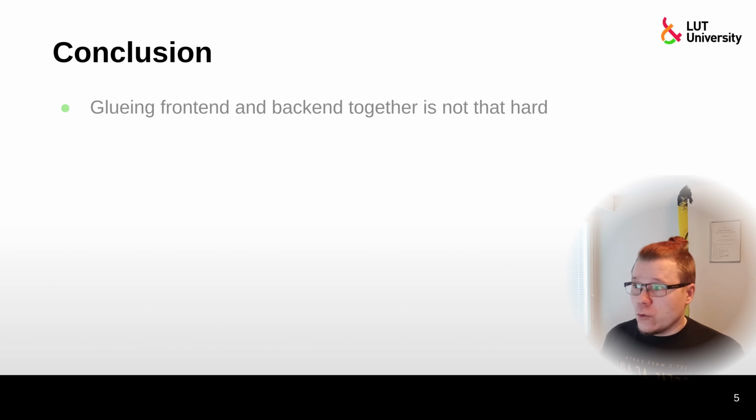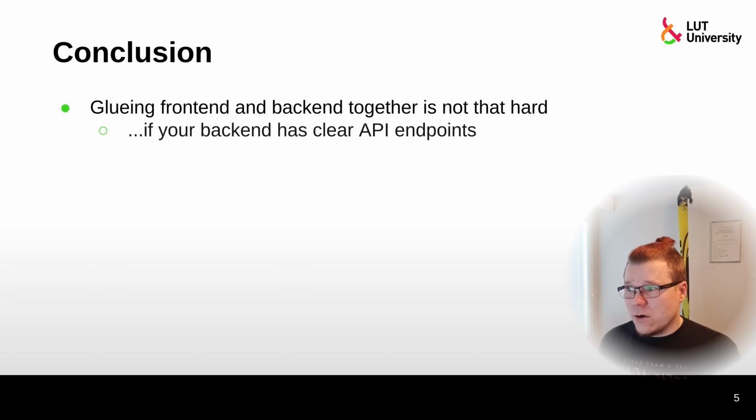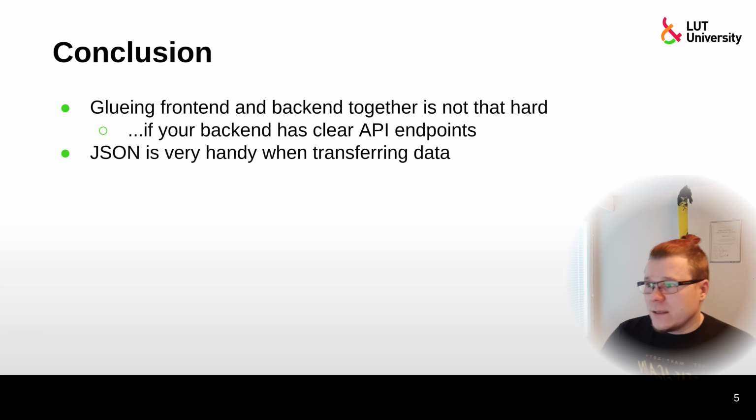So as a conclusion, gluing the front end and the back end together is not that hard. It is something that you need to do if you are a full stack developer, but it's not that hard. The key point is to have a clear API endpoint in the backend, and then the front end can easily use that. And JSON is of course very handy when we are transferring data from backend to the front end or from front end to backend.